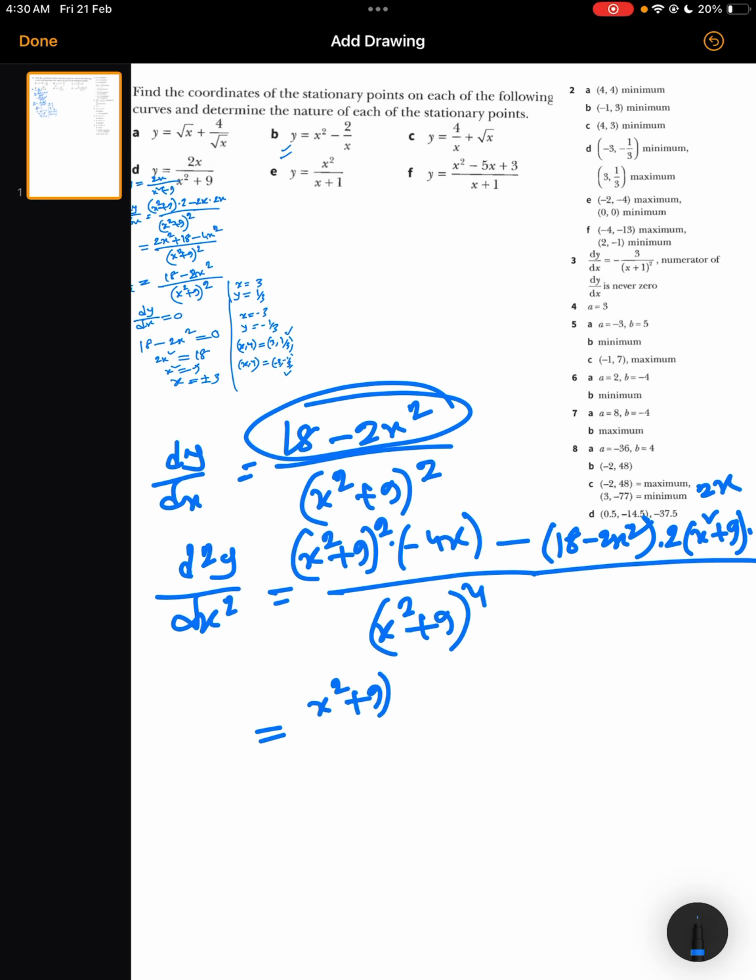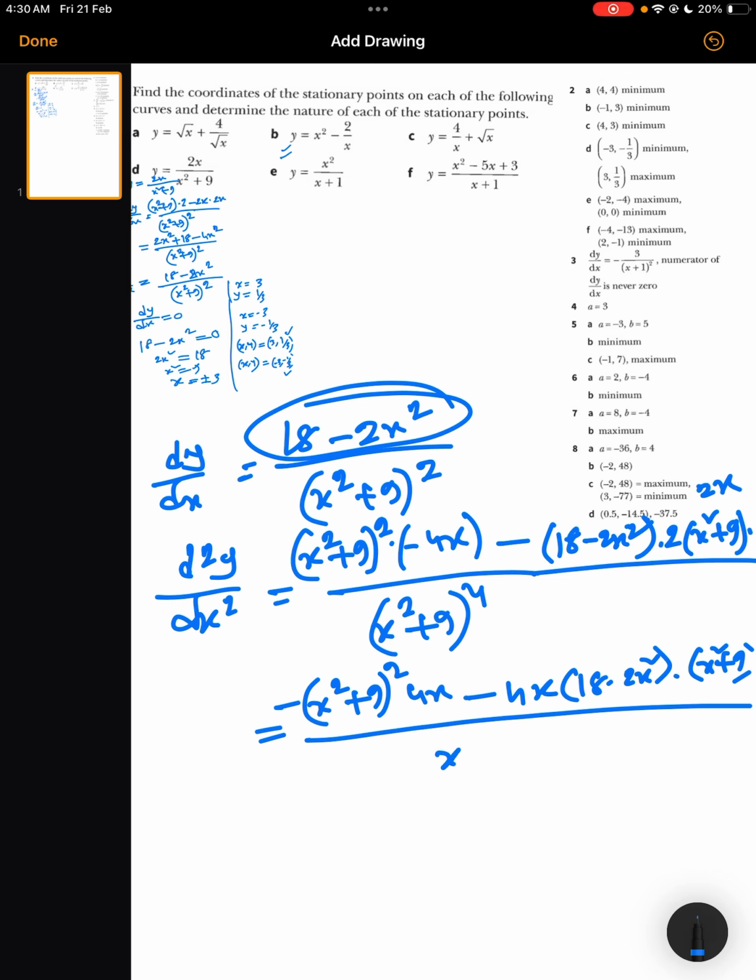(x squared plus 9) to the power of whole square minus 4x, minus 4x times (18 minus 2x squared), (x squared plus 9) to the power 4.